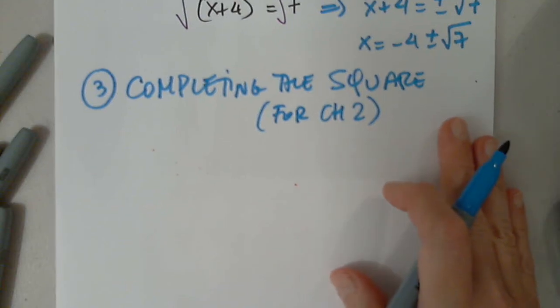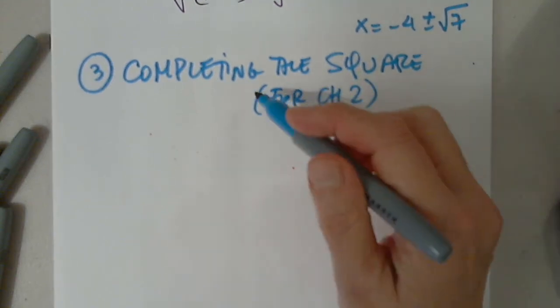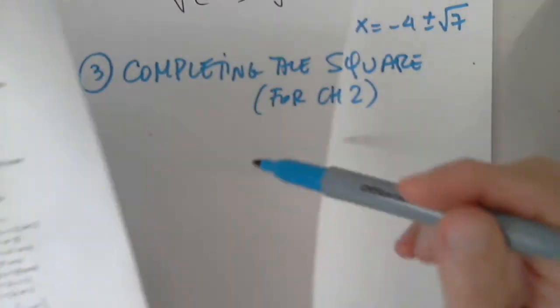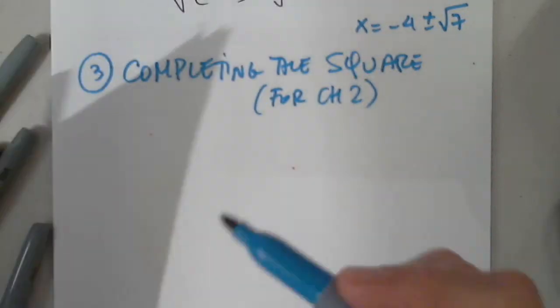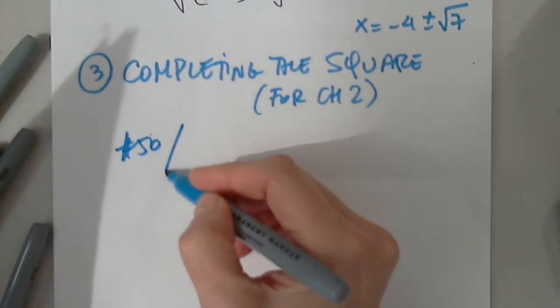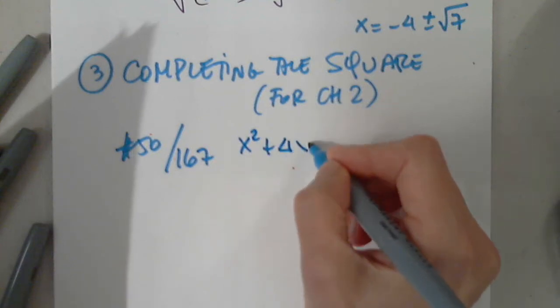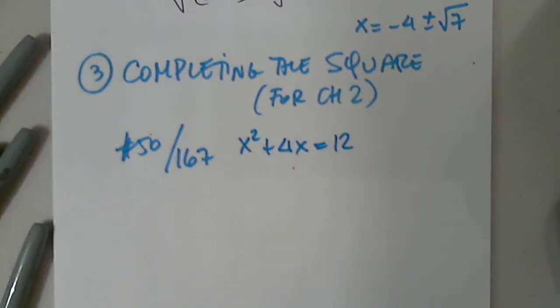Okay, so what is the idea behind completing the square? So I'm just going to directly go through an example and explain. So we have many questions here, 47 through 64 on page 167. I'm going to write that down for you. I'm going to start with, let's say, 50. 167. So this is x squared plus 4x equals 12.